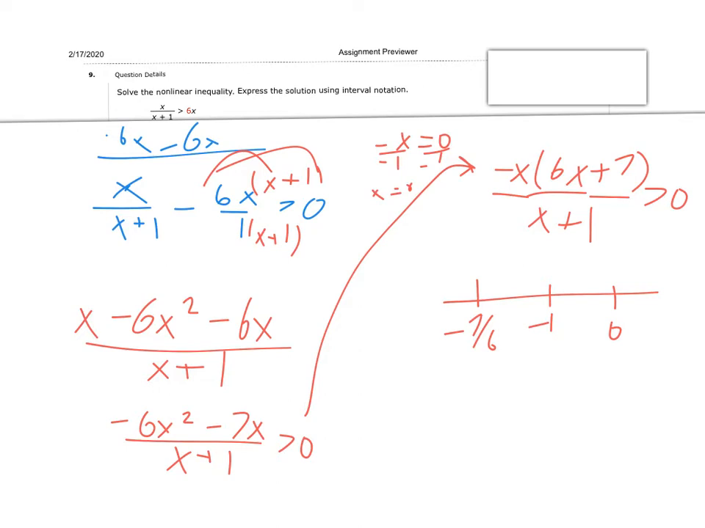Okay, so now we'll do our test points. I'll try out negative 2, which is fine. If you think of that negative x there, it's going to be positive. On the bottom, it's obviously negative. And then on the top, 6 times negative 2 is negative 12, and negative 12 plus 7 will be negative. So that'll be positive. Oh, I didn't do it, but these are all open dots because it's greater than 0.